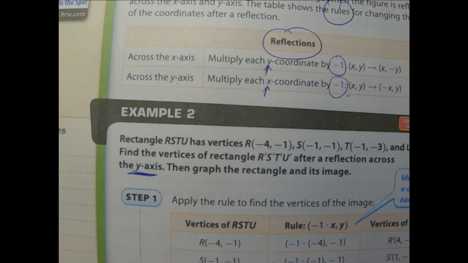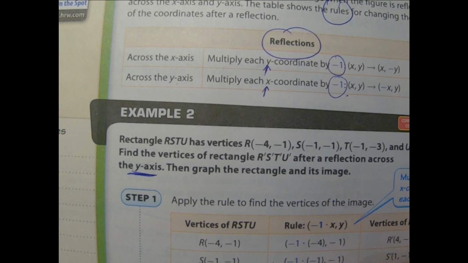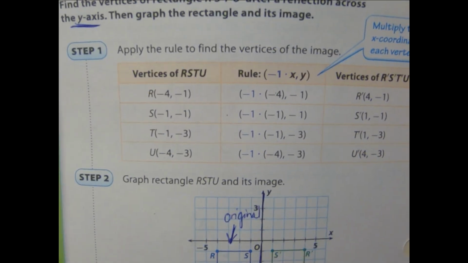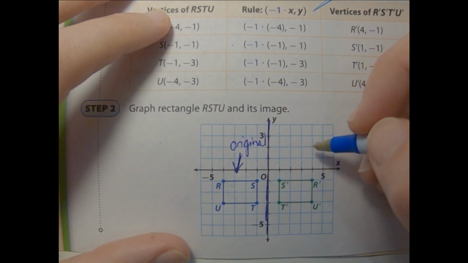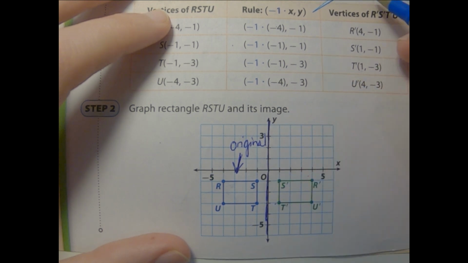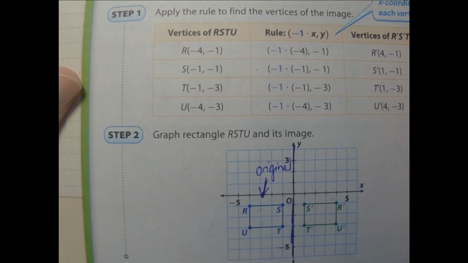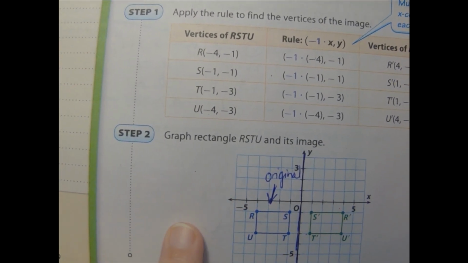So my pre-image, the original, is here. And now that I've reflected over my y-axis, all of my x values have changed to positives because I multiplied them times -1. And I have a direct reflection.